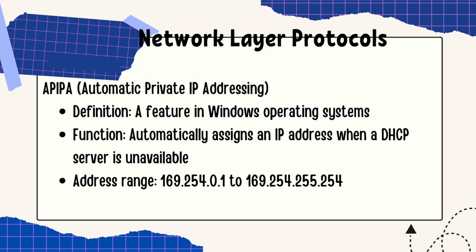APIPA is a feature in Windows that automatically assigns an IP address when a DHCP server is unavailable. It uses addresses in the range 169.254.0.1 to 169.255.255.254, allowing devices to communicate on a local network even without proper IP configuration.